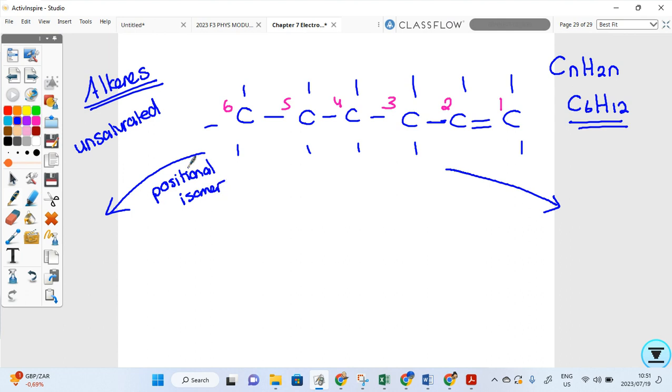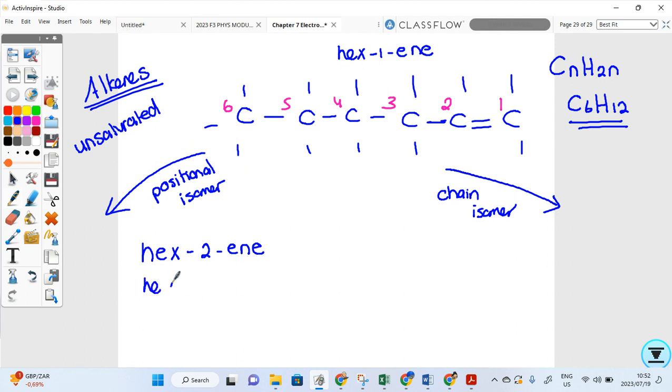Now, remember what the name tells us. The name tells us what must change. So positional isomer would mean you change the position of the functional group. This was hex-1-ene. So actually the name must look exactly the same, but the only thing that's allowed to change is the position of the functional group. So I can say that it is hex-2-ene. Is that the only positional isomer that I can tell?